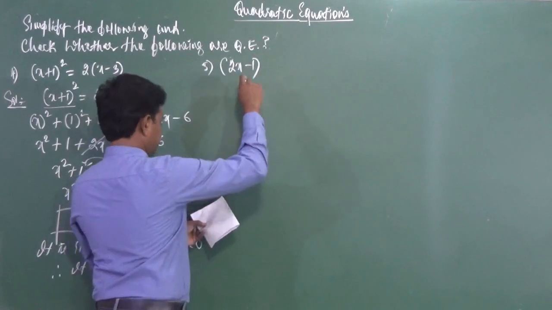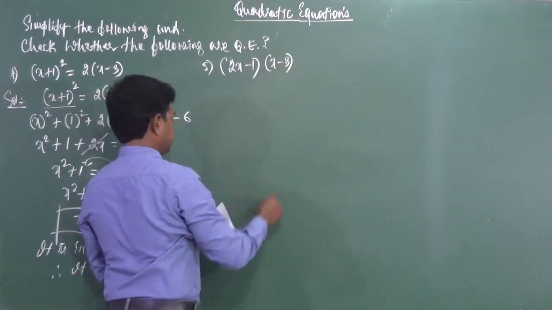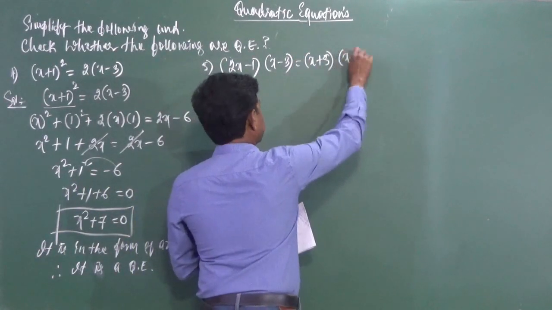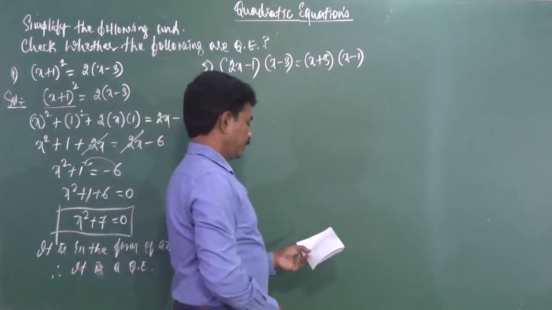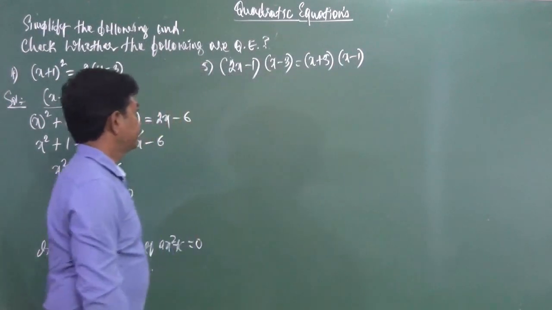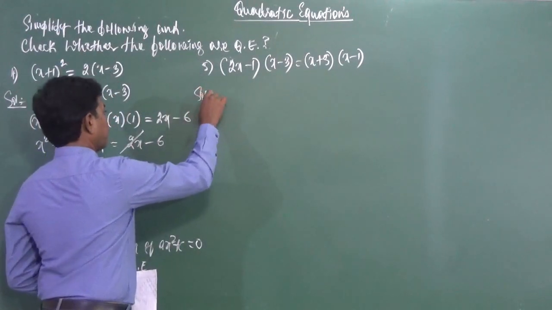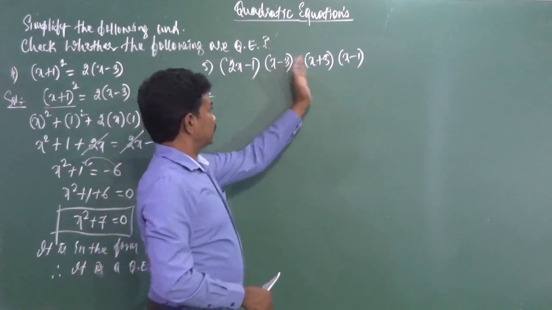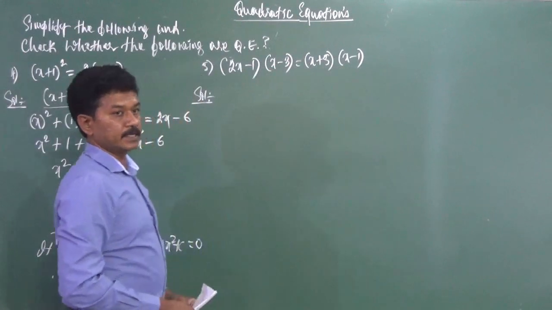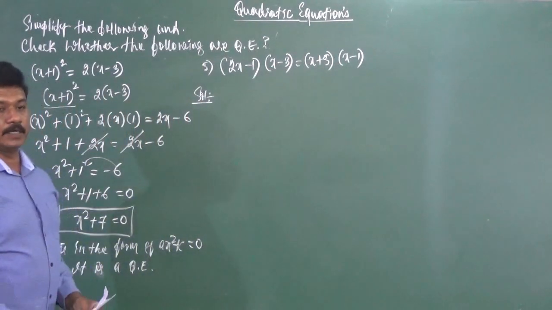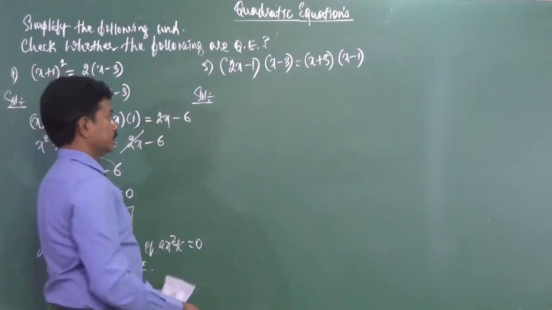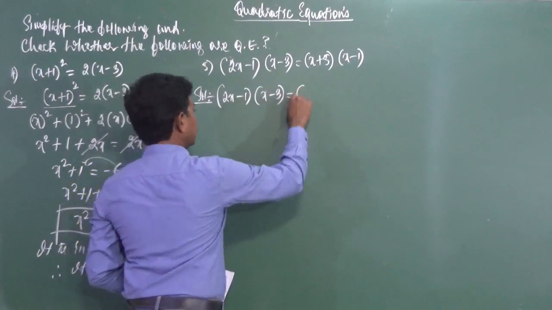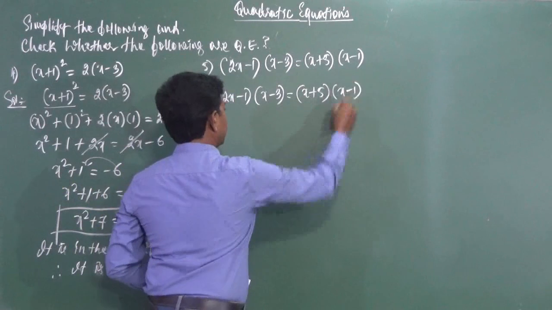(2x minus 1) into (x minus 3) is equal to (x plus 5) into (x minus 1). Okay, very important. So in the LHS part of the equation we have two binomials. In the RHS part we have two binomials. We have to simplify that, then reach the quadratic equation. Let us check whether it is a quadratic equation or not.